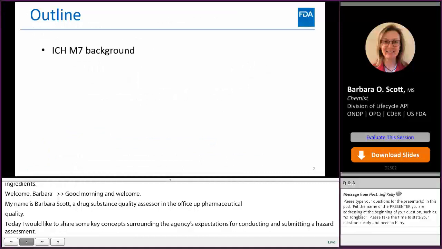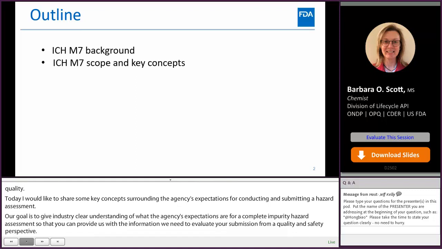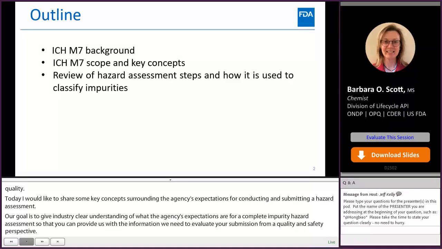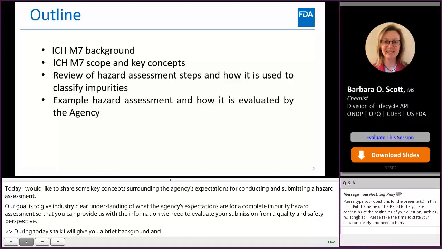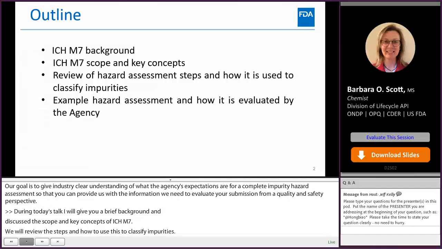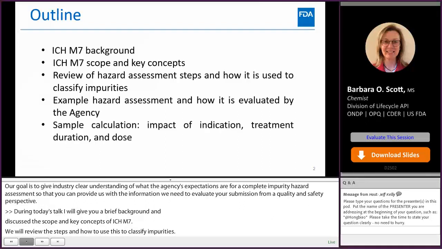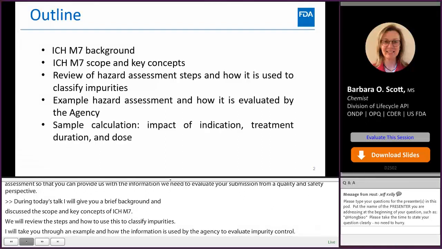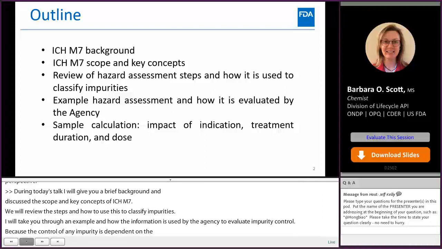During today's talk, I'll give you a brief background and discuss the scope and key concepts of ICH-M7. We will review the hazard assessment steps and how to use the hazard assessment to classify impurities. I'll take you through an example hazard assessment and how the information in it is used by the agency to evaluate impurity control. Because the control of any impurity is dependent on the intended drug product, we will look at a sample calculation for acceptable limits, taking into consideration the intended drug product indication, treatment duration, and maximum daily dose per the labeling.